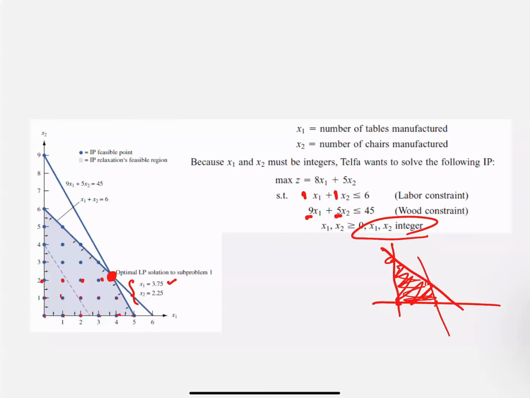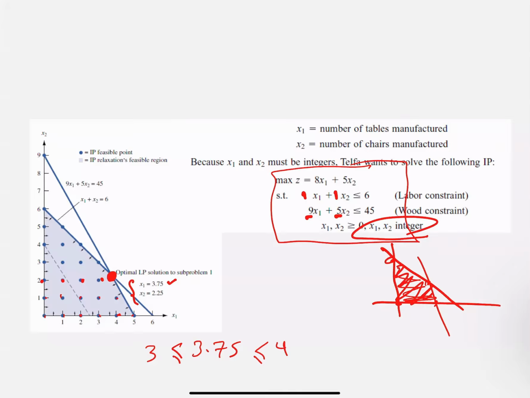And then we would say we branch on x1, which means 3.75, the optimal value for x1, is between which 2 integers, 4 and 3, right? So I create 2 sub-problems. This was the original problem.